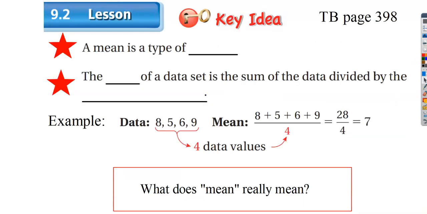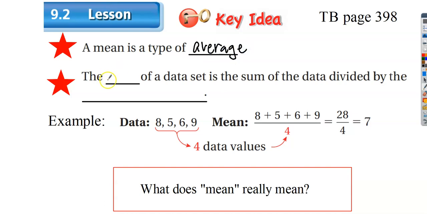And here's the slide where you see the red stars. So you are writing this down in your graphing notebook. This is also in your textbook on page 398. But a mean is a type of average. And we'll be looking at some other types. But for now, please write in the word average.